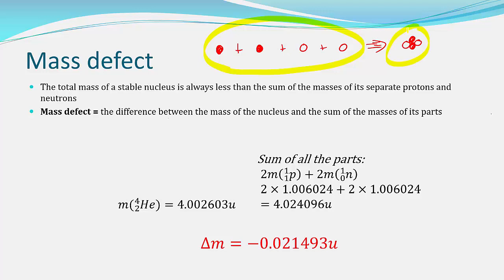And I've illustrated down here with a calculation. And the mass defect of the calculation you've just performed is negative 0.021493 atomic mass units. Now, there's a negative there, but just remember that the mass of the stable atom is always going to be less. So that number will always be negative, or if you do the calculation the other way around, it's going to be positive. But negative just indicates that it is a mass defect.